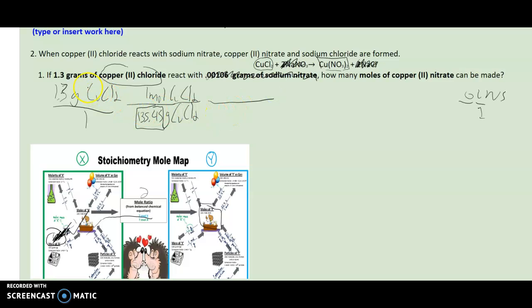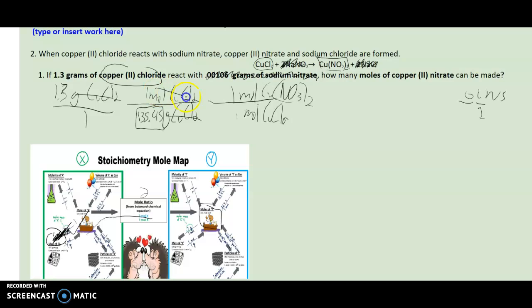Put the thing, nicely cancels. Put the mole of the thing I already have on the bottom, and the mole of the thing I'm looking for on the top. What am I looking for? Copper 2 nitrate. I don't have that memorized, so I have to look at my formula. CuNO3 2. Let's see what numbers I put. Because there's nothing here, I can just assume 1. And CuCl2, 1 to 1. Sweet. This is getting easier by the second.